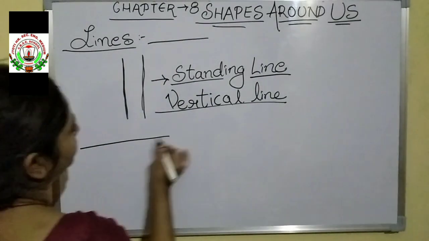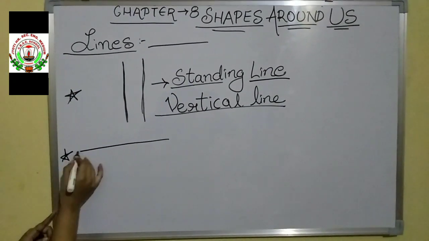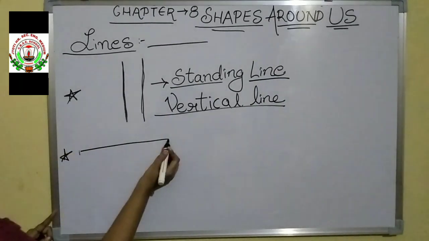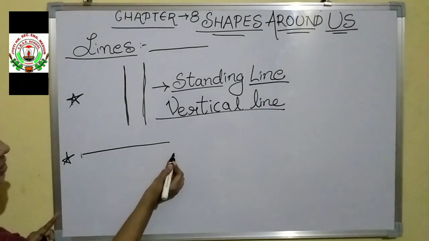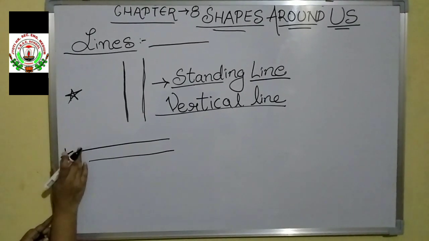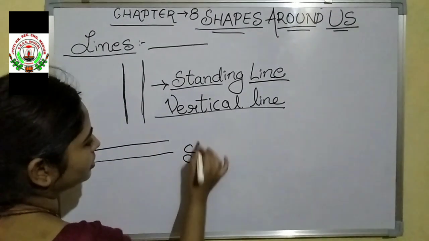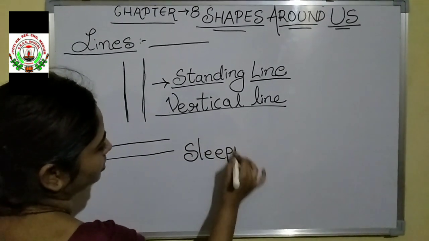Next line I am drawing. See this line. This line is starting from the left to right. Yes? Or else you can start like this. You can make it like this also. This line seems to be not in standing position. This is called sleeping line.